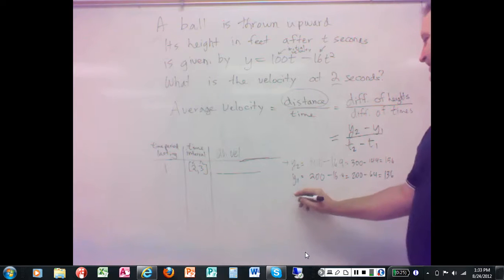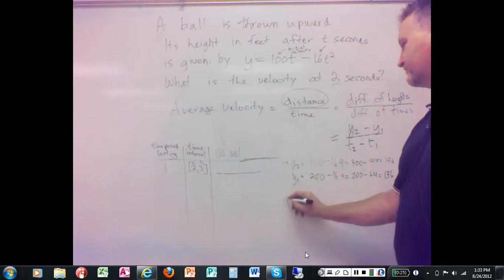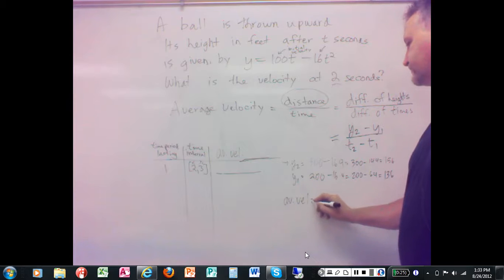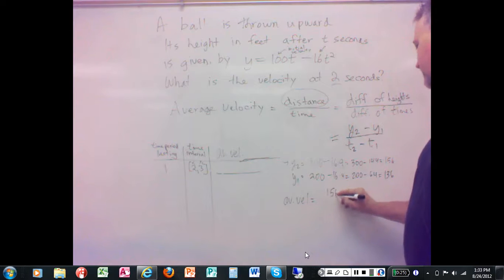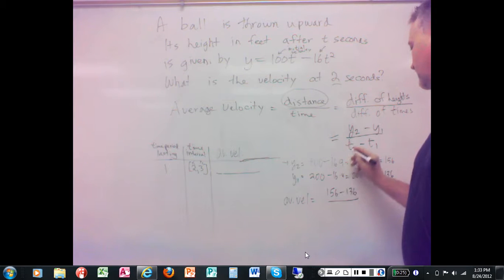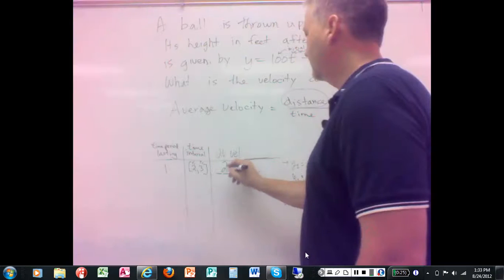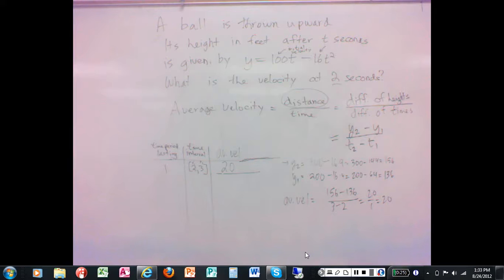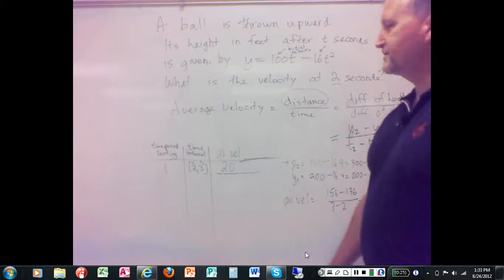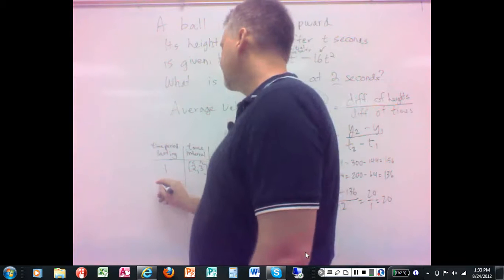All right. So this average velocity will be 156 minus 136 divided by 3 minus 2. So that's 20 divided by 1, that's 20. So all that work, we get an average velocity of 20. That's what we're going to get our calculator to do. It'll do all this work for us, okay? All right, but let's bump it down.